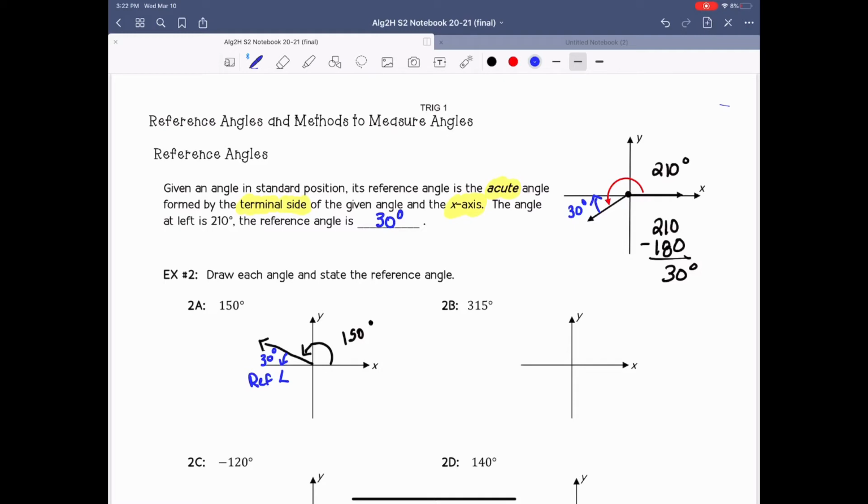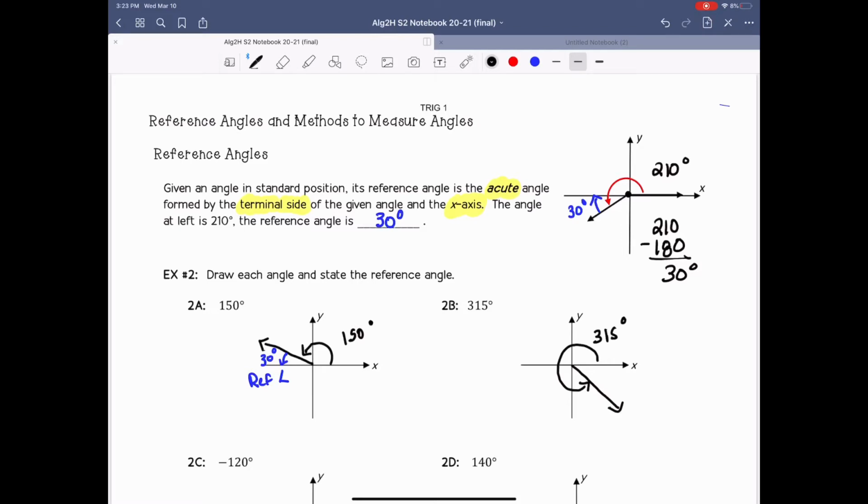All right, 2B, we have 315 degrees. So think to yourself, what is 315 degrees closest to when I'm looking at my landmark angles? Well, 315 is obviously more than 270, so it's going to be more than 3/4 of a rotation, and it kind of falls smack dab in between 360 and 270. So I'm going to say right here, this is 315 degrees. All right, so from the initial side, I made that rotation, 315 degrees, and that is my angle measure.